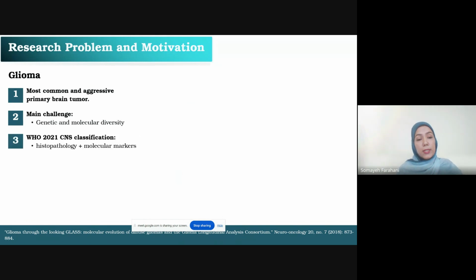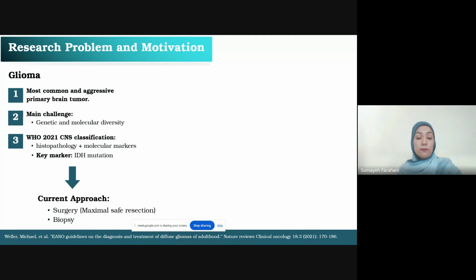According to the 2021 WHO classification of CNS tumors, diagnosing gliomas requires both histopathological features and key molecular markers. Among these, the isocitrate dehydrogenase, or IDH, mutation status is one of the most important. So how do we get this diagnostic information? When it's anatomically and clinically feasible, surgeons do a maximum safe resection. That's a treatment operation to remove as much tumor as possible while preserving function. And of course, it also provides enough tissue for testing.